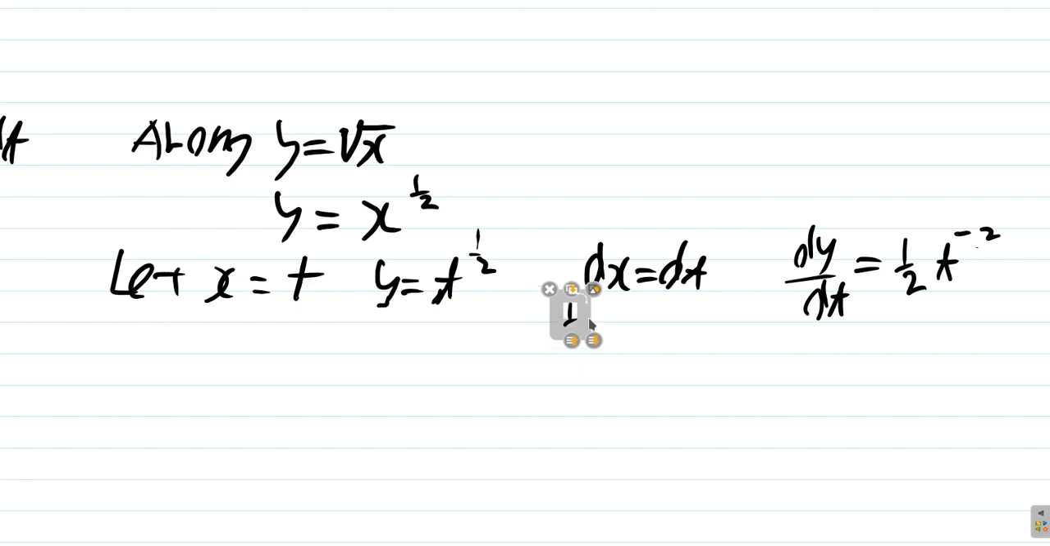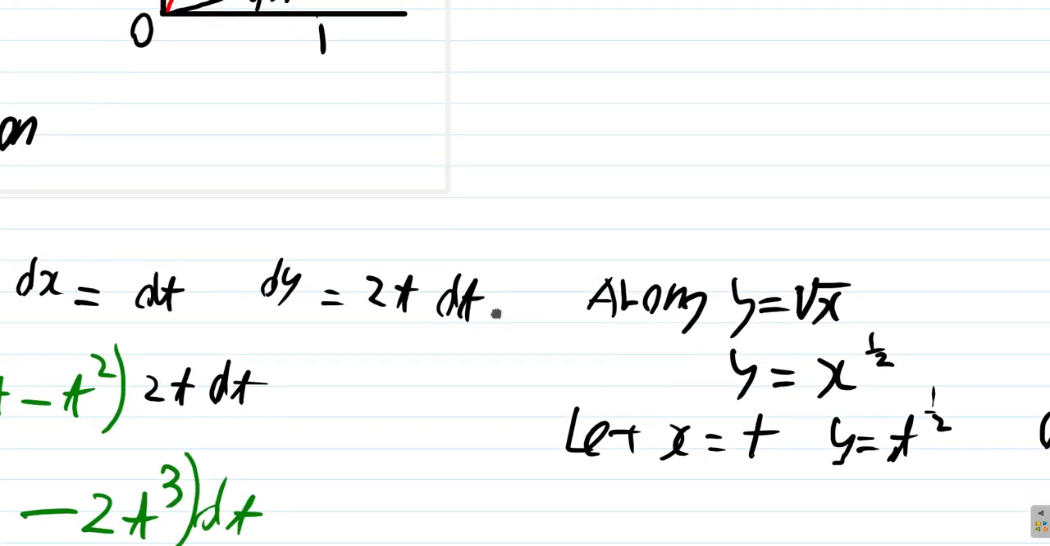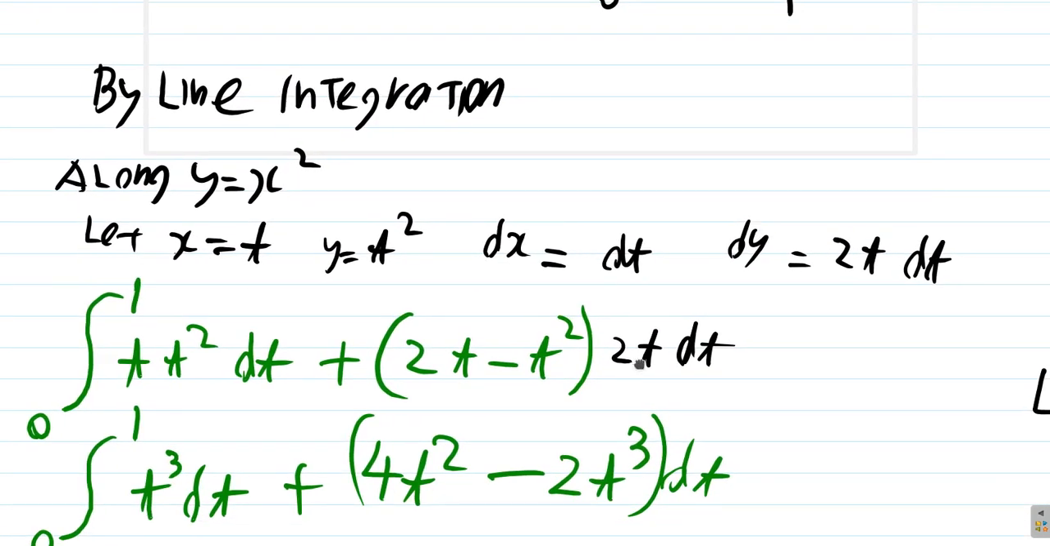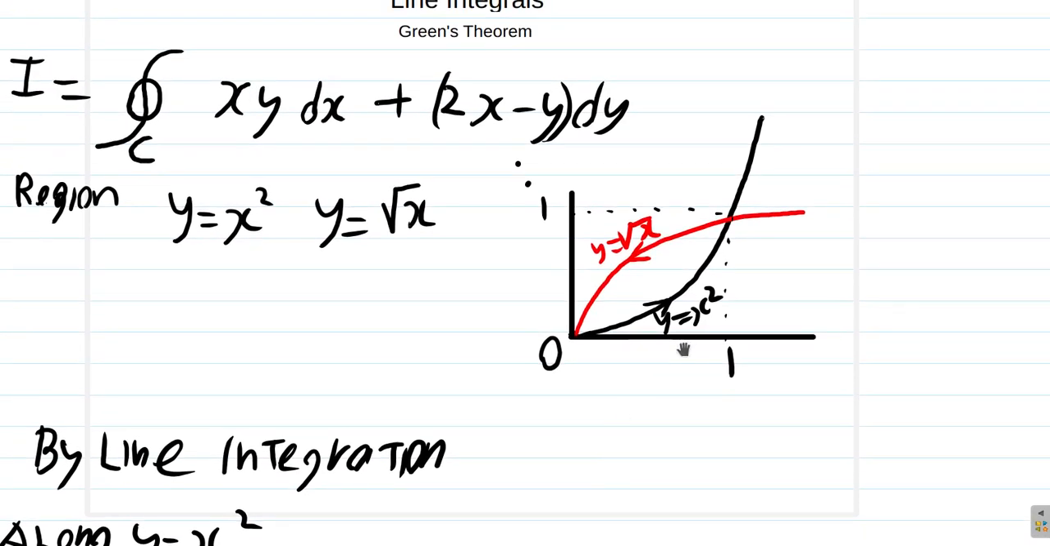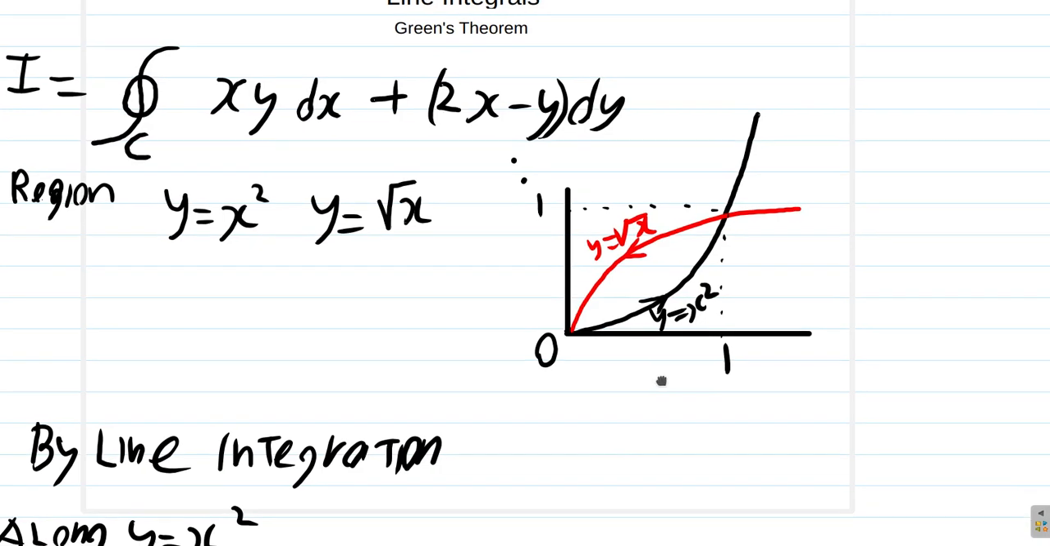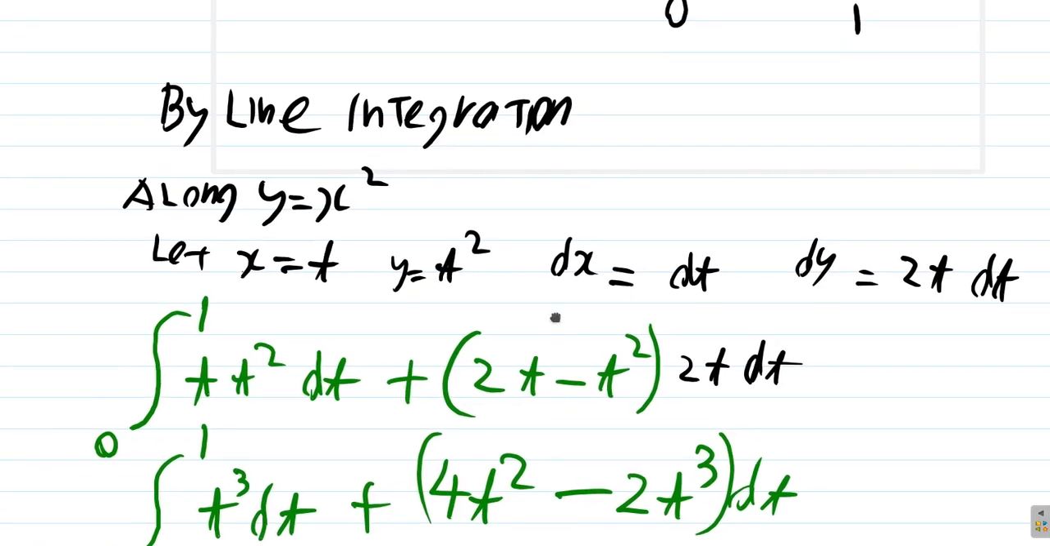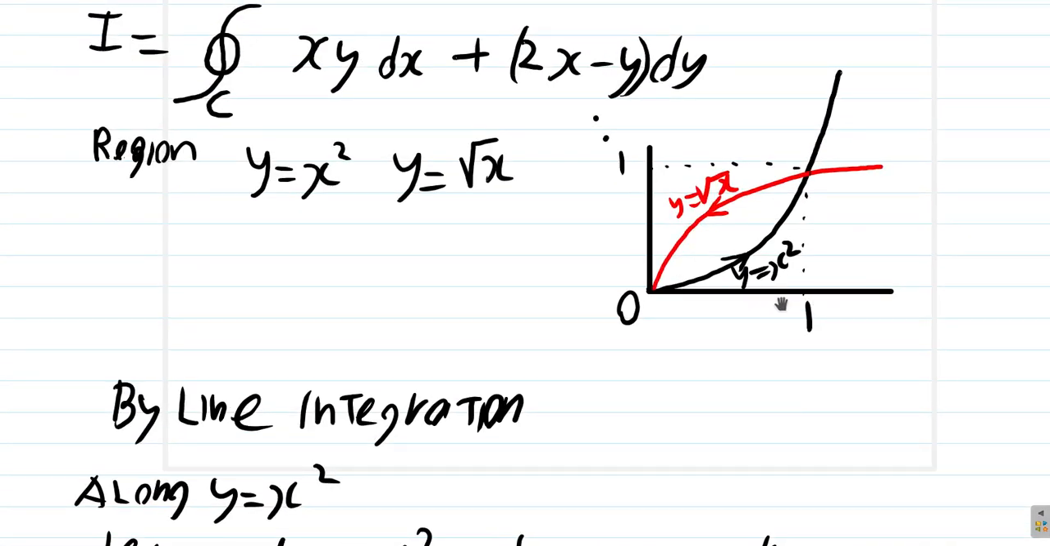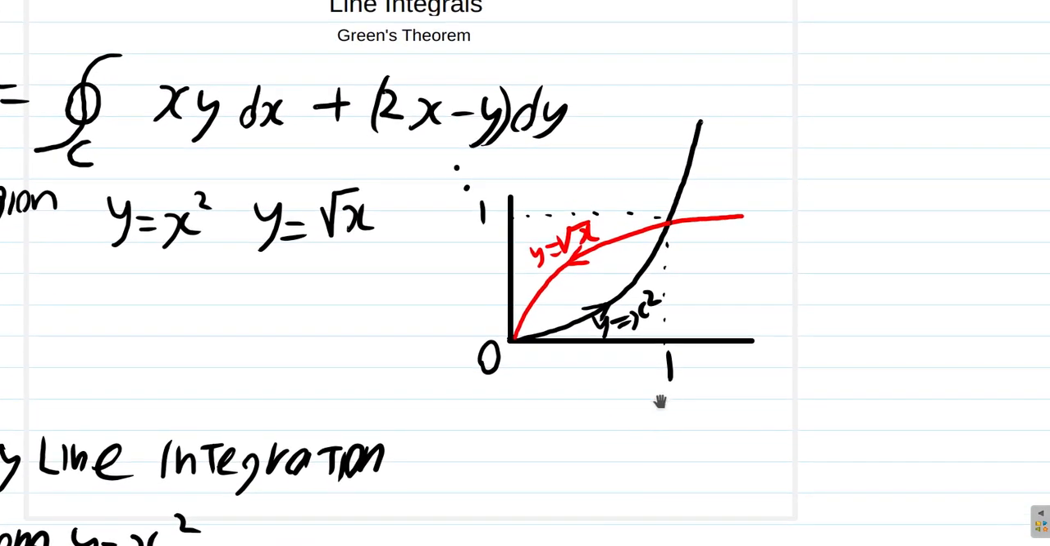Let's not leave out the negative, the 1 over. Alright, so that's what we have. Now, let's rewrite the equation of the vector field. We're integrating from 0 to 1, because x is from 0 to 1 and x is t, so t must be from 0 to 1 too.